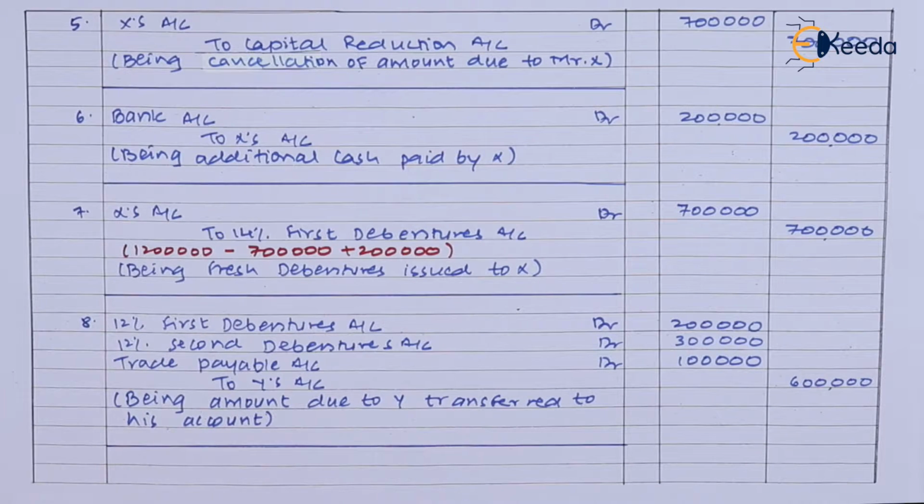Friends, you can notice the entry: 12% first debenture debit 2 lakhs, 12% second debenture debit 3 lakhs, trade payable debit 1 lakh, to Y's account 6 lakhs. Total due to Y is transferred to his personal account. Now hereafter we will proceed. He has cancelled 3 lakhs of his debt, so your entry will be Y's account debit to capital reduction. So let us do that entry.